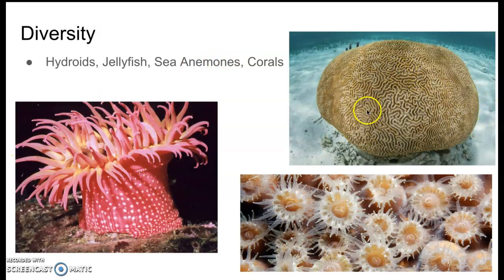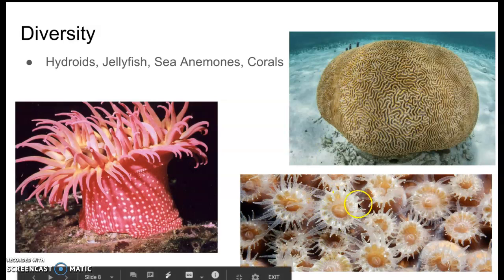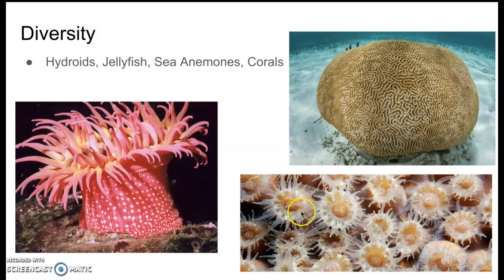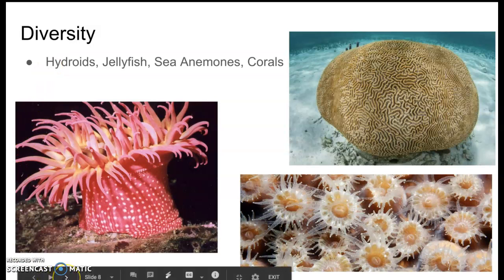Here is a coral. This is called the coral head, and inside this coral head, if you were to look, there's actually all these coral polyps. So what you're looking at is a bunch of coral polyps. But hydroids are actually a much smaller version, similar to jellyfish. They live in colonies, and they are part of this group, even though they're not as common.